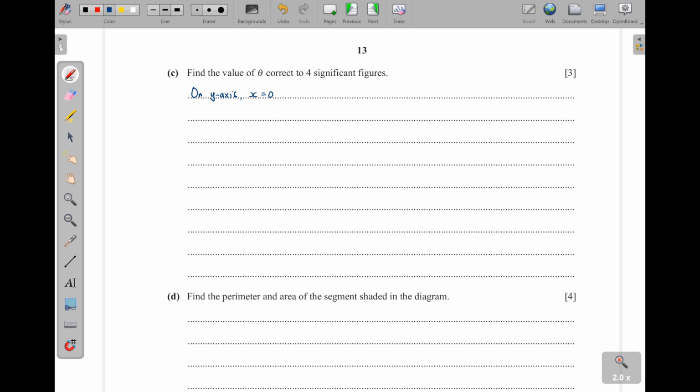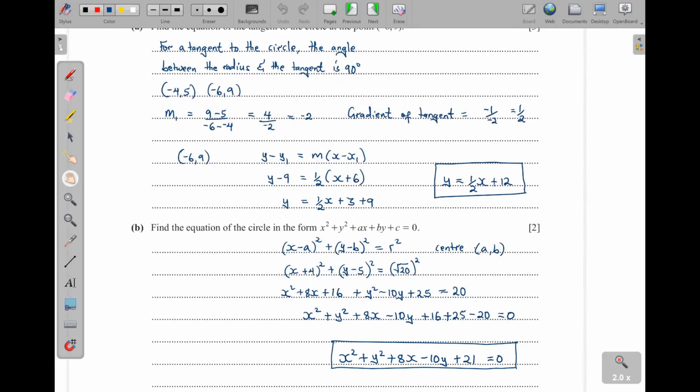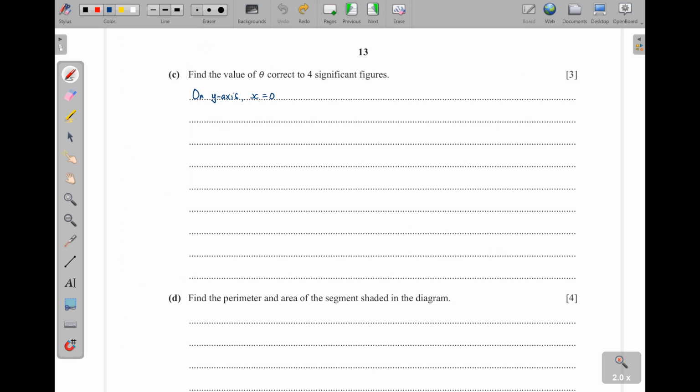Now, when you go to this equation that we have gotten for this circle down here, we are going to put 0 wherever there is x. So that means we are going to have y squared minus 10y, then plus 21. Okay? So I'll come back here and I put y squared minus 10y plus 21, which is equal to 0.